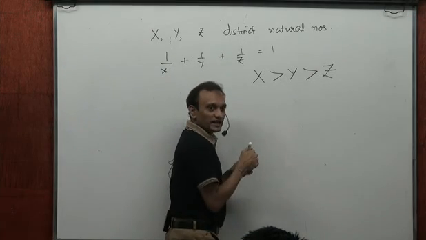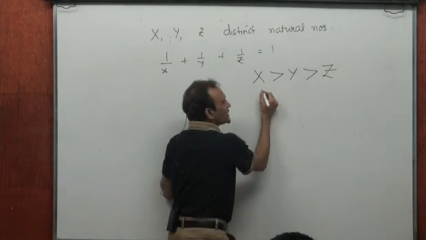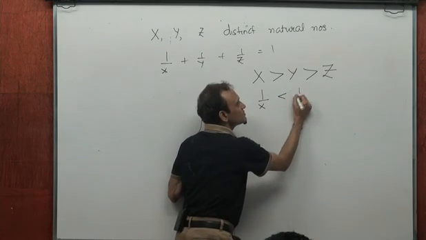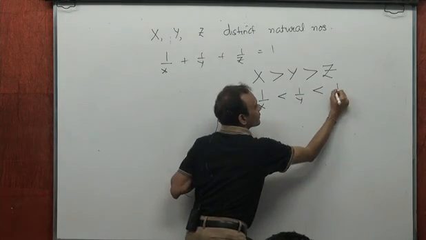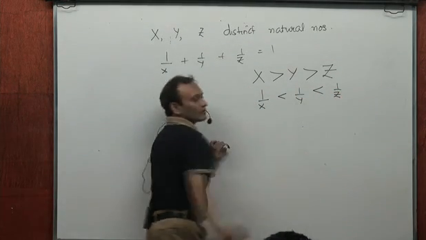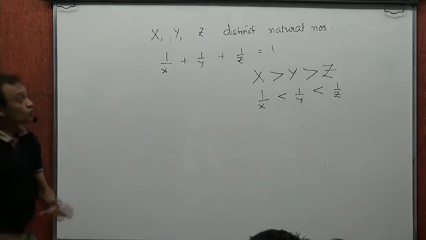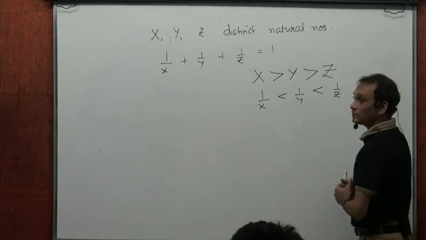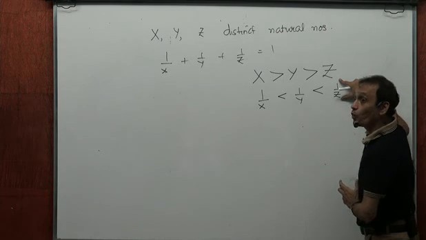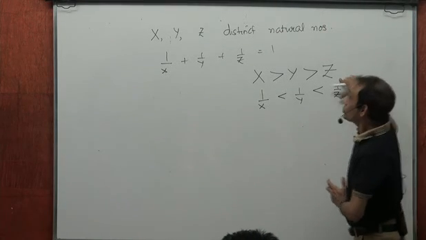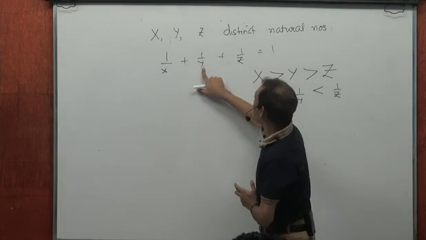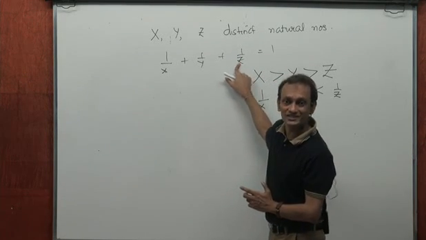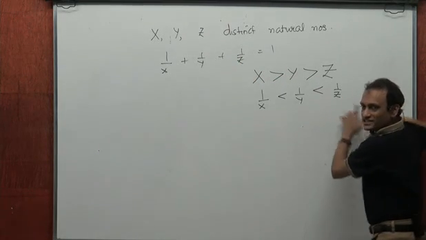Now, if x greater than y greater than z, and I take the reciprocals, which is my expression of interest, can I say this? Of the three, which is the largest? 1 by z is the largest. So, of 1 by x, 1 by y and 1 by z, 1 by z is the largest, isn't it?